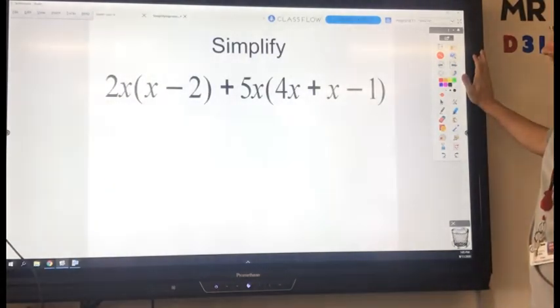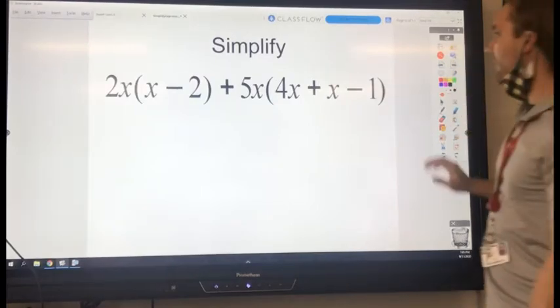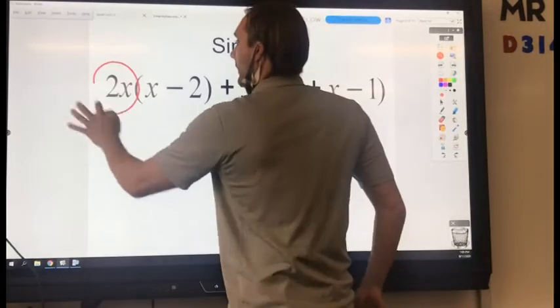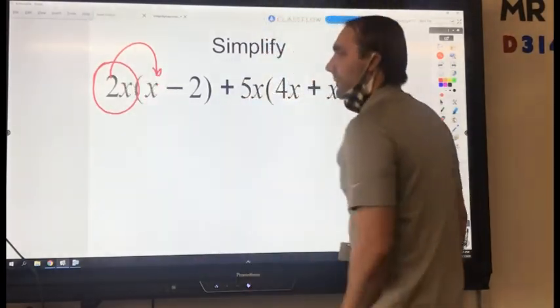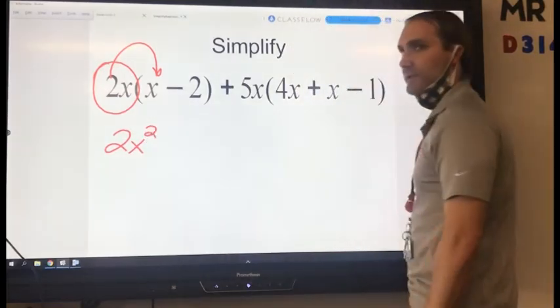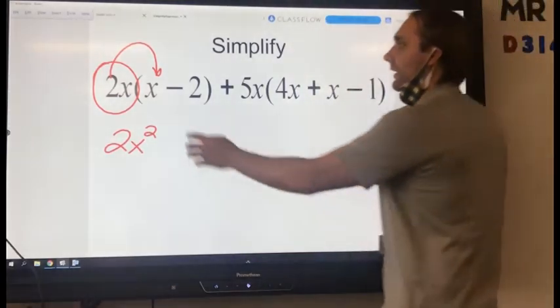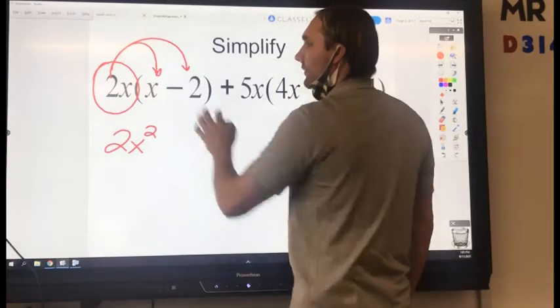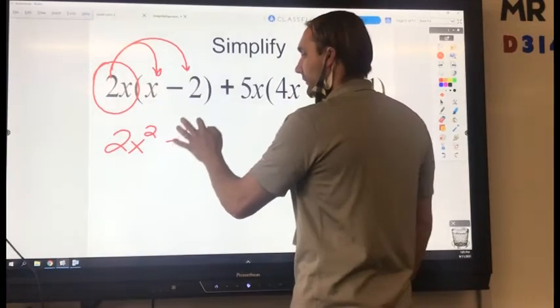Now let's distribute this. We've got a couple of options here. I see a 2x. Multiplying 2x by x gives me 2x squared. And then minus 2 times 2x, negative 2 minus 4x.